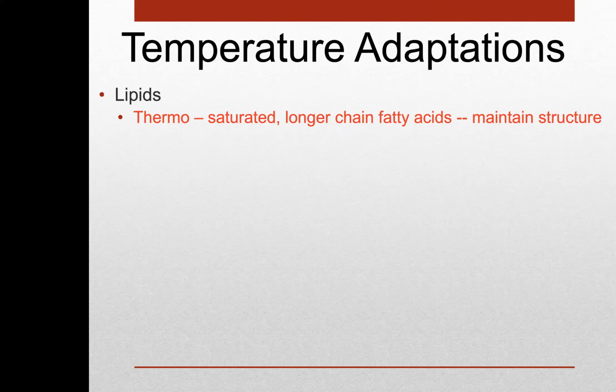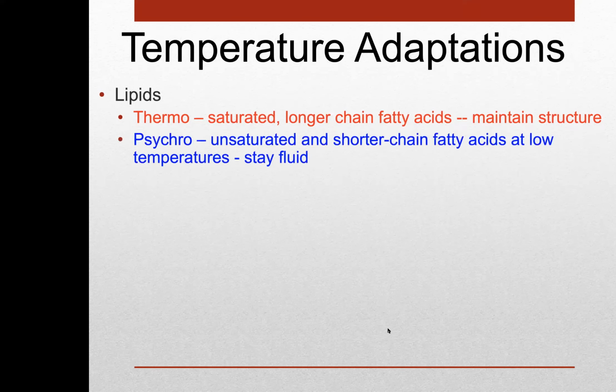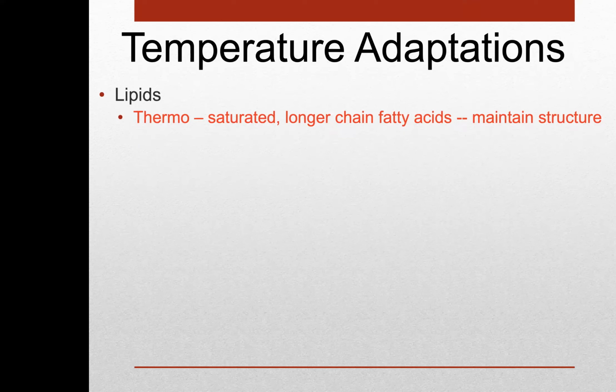So for thermophiles, they tend to have saturated fatty acids with longer chains, okay? So you've got your double membrane, and you've got your chains that are dangling in between. You've got the polar heads and the hydrophobic zone in the middle where the fatty acids are. But if you have longer chains and you saturate those fatty acids, it maintains structure. Under high temperatures, your lipids want to fly apart, okay?